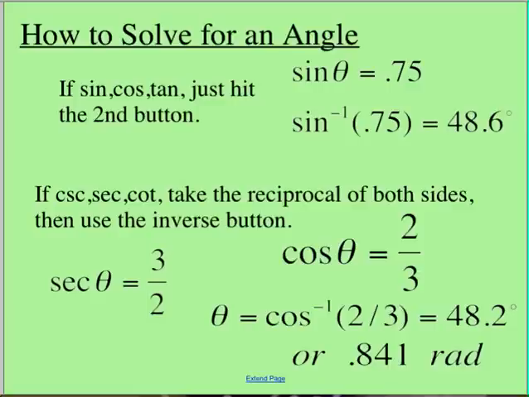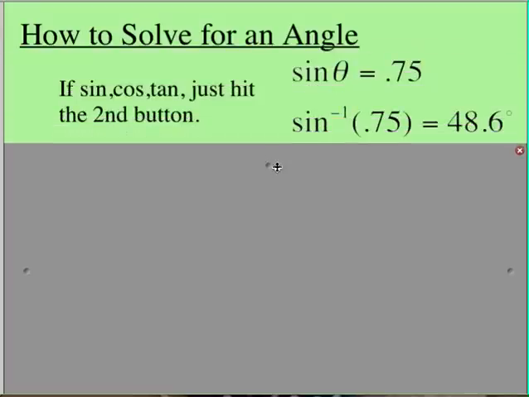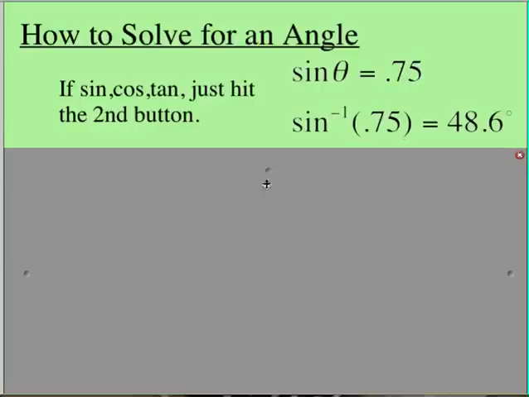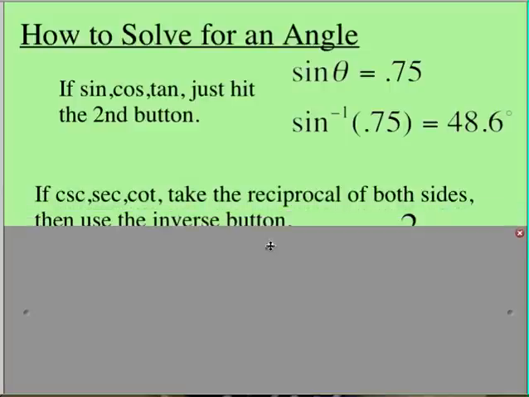And then lastly, how to solve for an angle if you are given a secant or a cosecant. So let me just cover up what I had there. How to solve for an angle. If you were just given sine, cosine, and tangent, what we did last week was you hit the second button. That is the inverse button. So notice where the negative 1 power is. So if I had sine of theta equals 0.75, then I would hit second sine of 0.75, and I got 48.6 degrees. But now if you are given a secant, cosecant, or a cotangent, you need to take the reciprocal of both sides first, then use the inverse button.